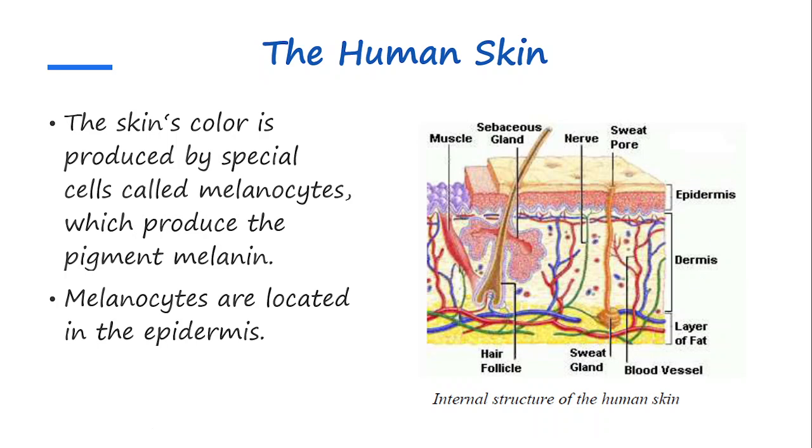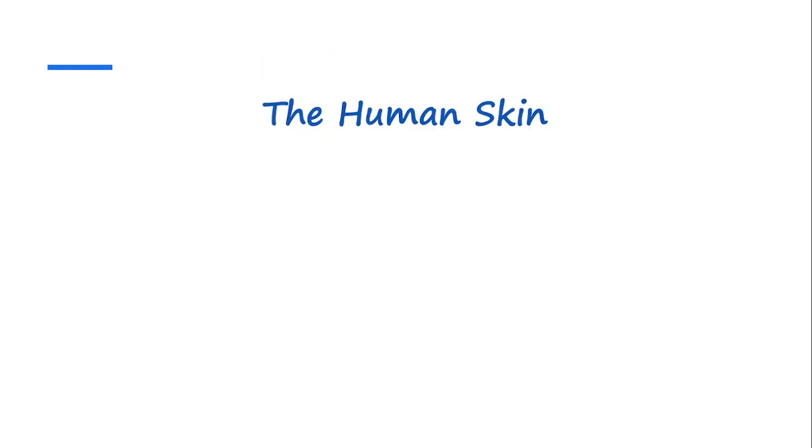And last but not least, the layer of fat, which is the innermost part of the skin. As it says, the layer of fat, so basically it contains fats. The sweat gland is also found in this layer of fat. So this is the simple internal structure of the human skin.